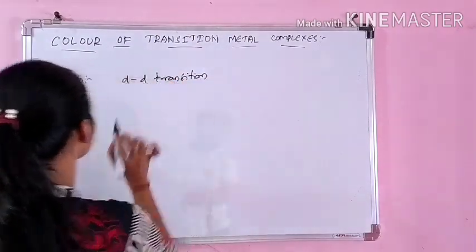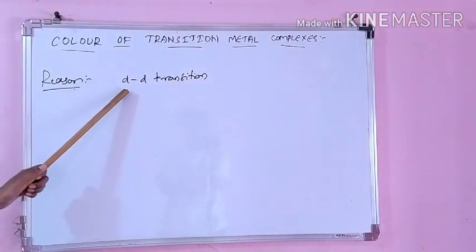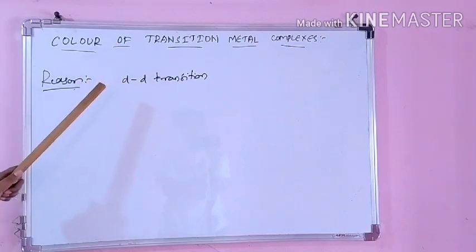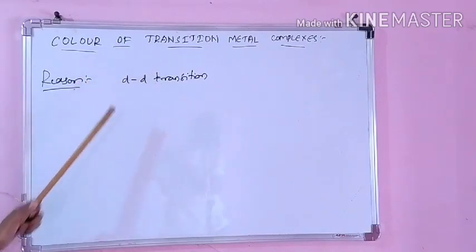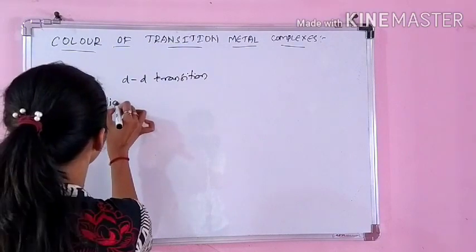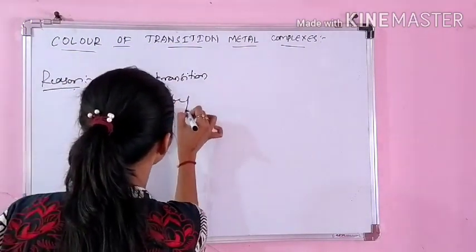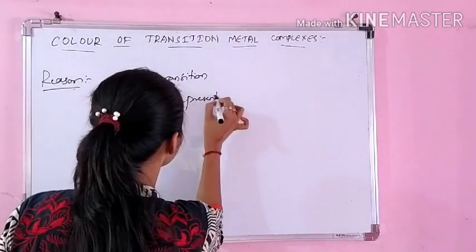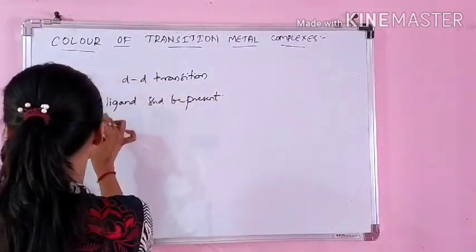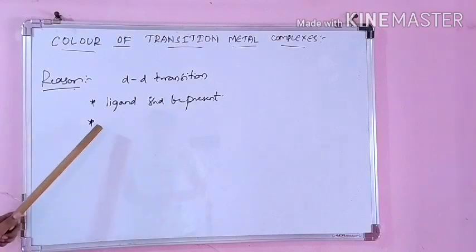So what is d-d transition? There is a transfer of electrons in the d orbitals. For example, it is because of the ligand. One thing you have to remember: a ligand should be present. To form this, a ligand should be present for it to happen.